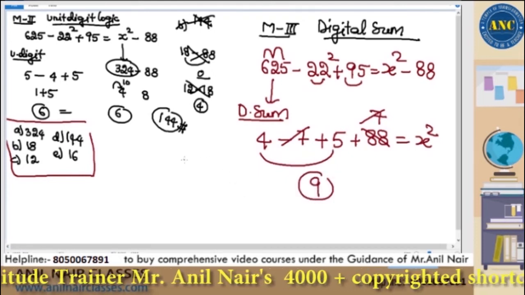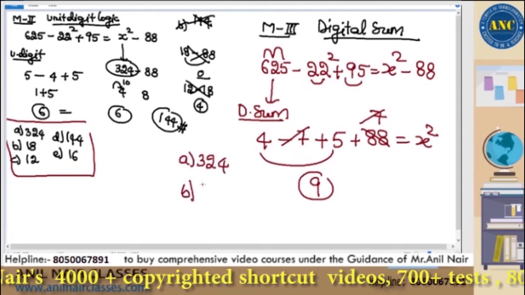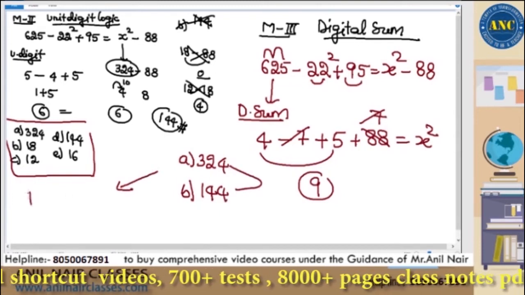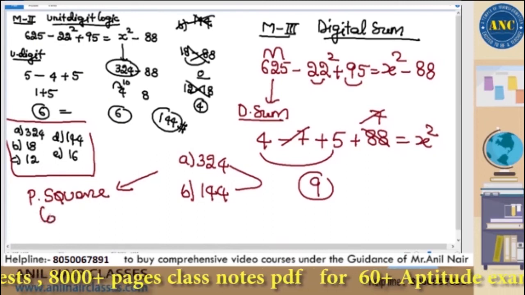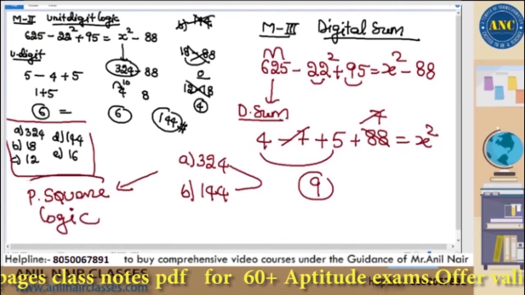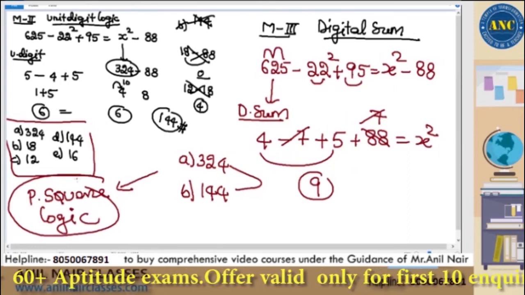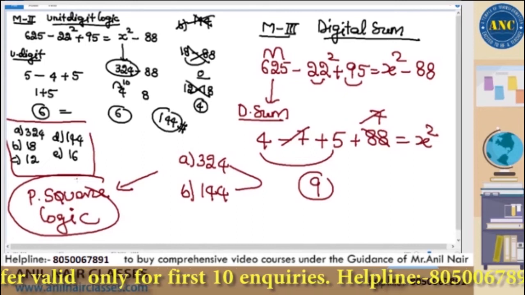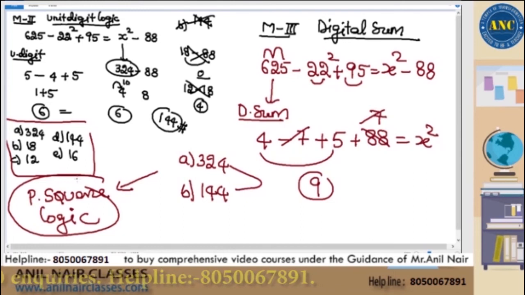So we are stuck with 324 and 144. Both are giving you digital sum 9. So in this method, what is the best method to solve? One is perfect square logic is the best method. I hope the idea is clear. Perfect square logic is the best method, because by using that logic we are able to eliminate that 144 is incorrect, because by substituting 144, left hand side is not becoming equivalent to right hand side.